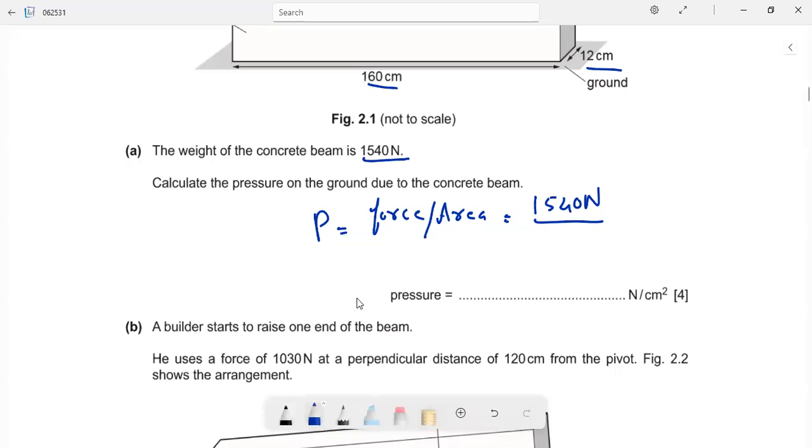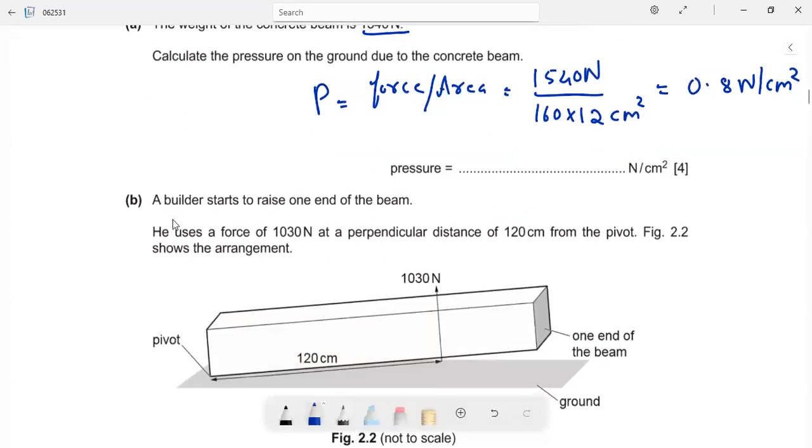160 into 12. It is a rectangle block, so the area is 160 into 12 centimeter square. So when you calculate this, you will get the answer as 0.8 Newton per centimeter square.